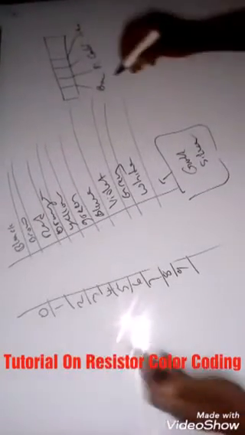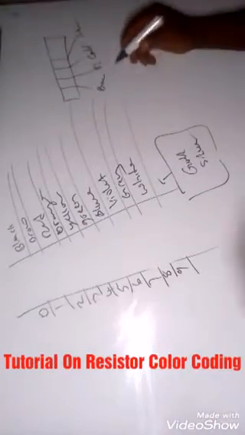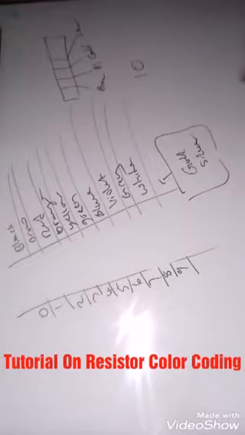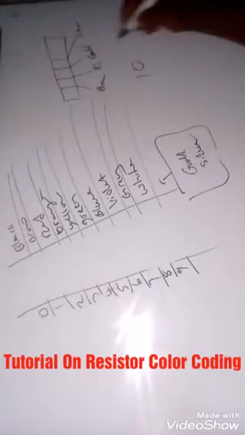The first two colors are brown and black. The brown is what? 1, and we'll still put it down. The black is what? 0. We'll still put it down. Then this is good. Okay.